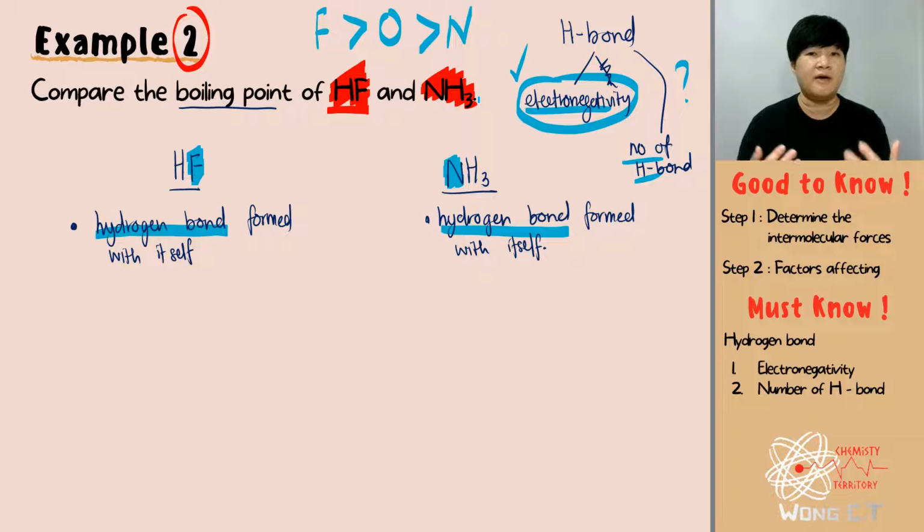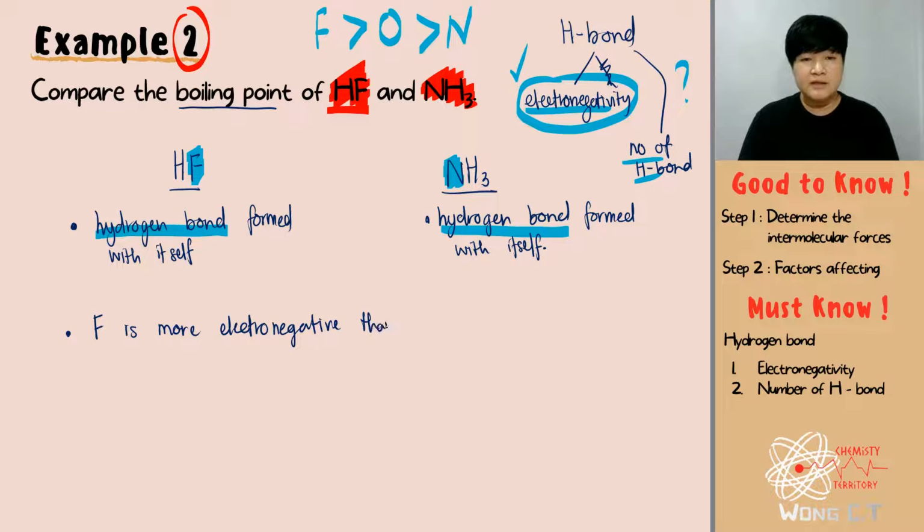So which one will have higher boiling point? And why is that compound having the highest boiling point? Simple. Over here, we are going to talk about electronegativity. Fluorine is more electronegative than nitrogen. Okay? That is the first thing because we are comparing HF and NH3. When fluorine is more electronegative than nitrogen, the hydrogen bond that you form in HF will be stronger.